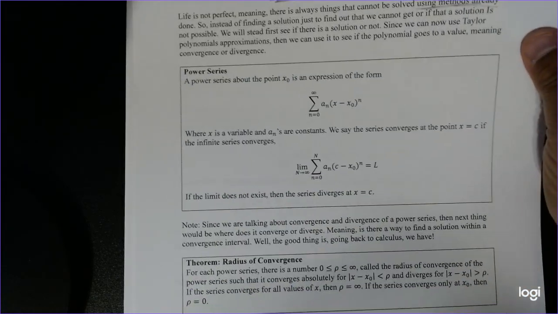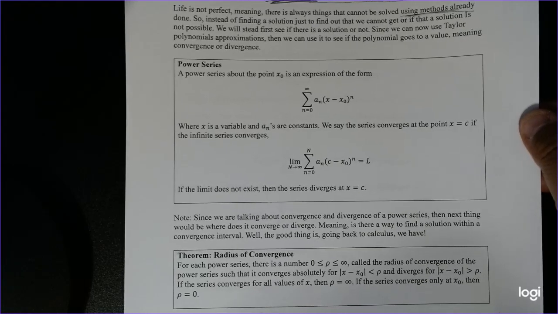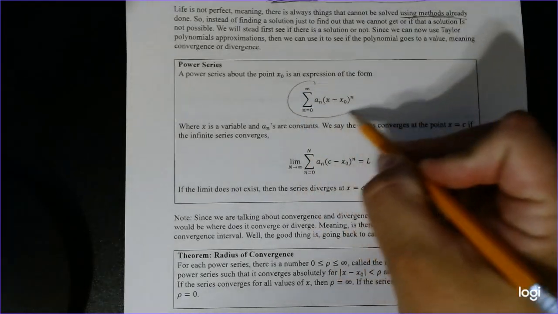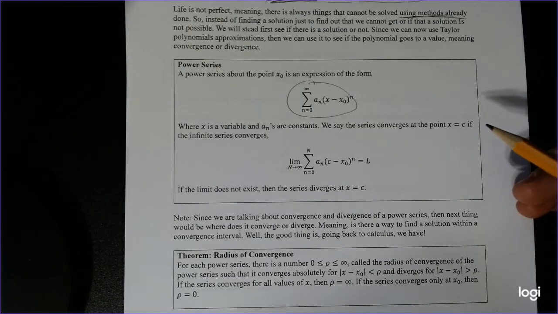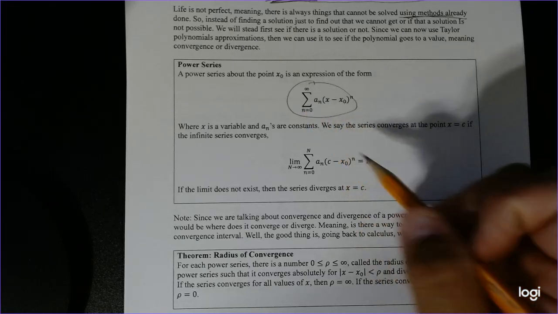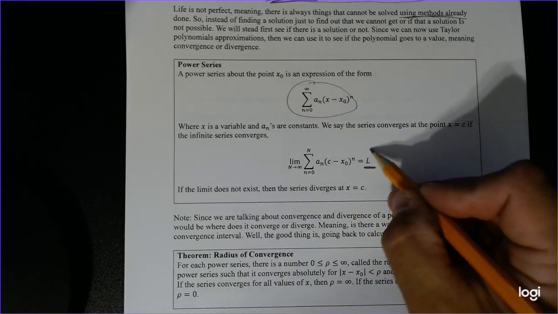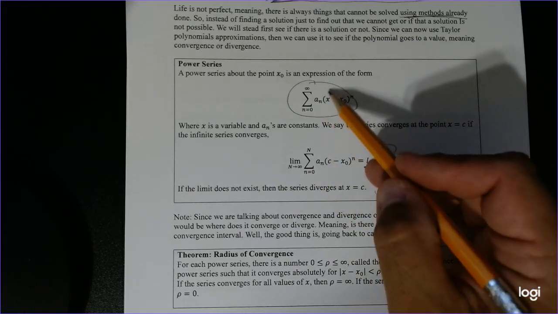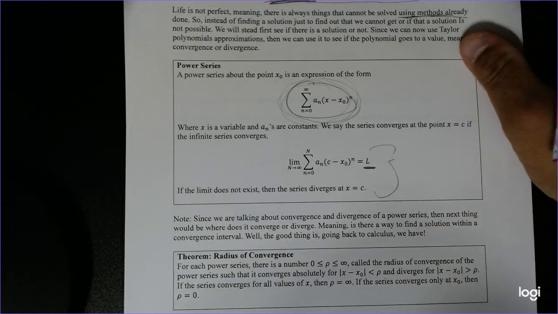Okay. So first off, what's the actual power series itself? A power series at the point x naught is this expression. Where x is a variable, and the a sub n's are constants. So again, if we go to convergence and divergence, if the limit converges to a value of L, right? This is just a brief review of what a power series represents, but what we care about is that we're going to be using the power series to somehow simplify some stuff.